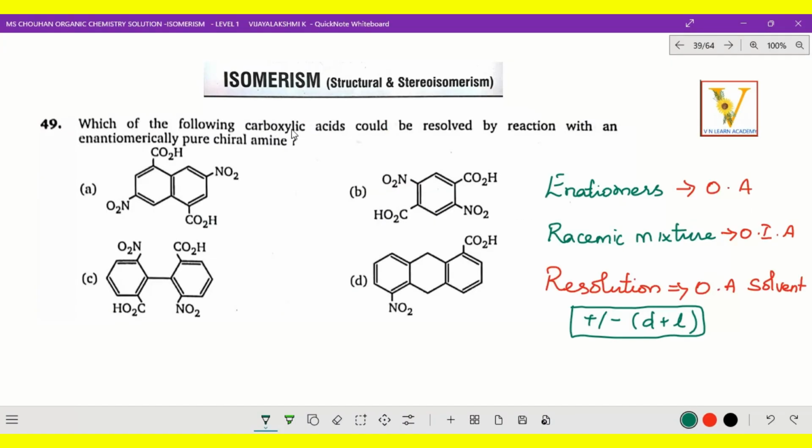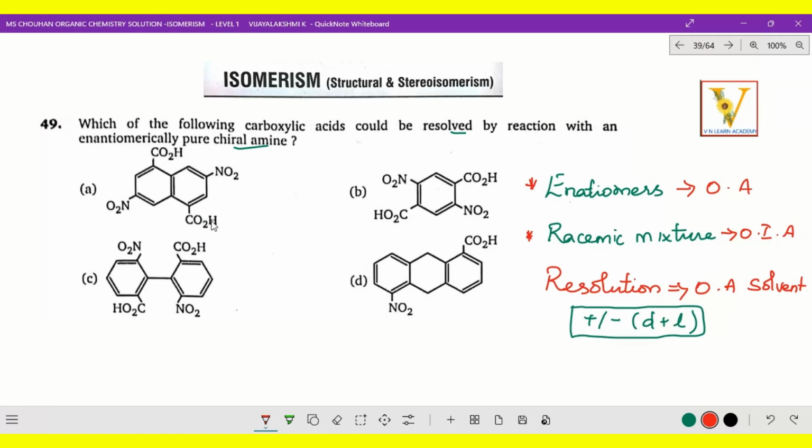Question: which of the following carboxylic acids could be resolved by the reaction with an enantiomerically pure chiral amine? So here also chiral is the main point, and here an enantiomerically pure chiral amine resolves by the reaction with that carboxylic acid. Now, first and foremost, enantiomers means optically active. Racemic mixture means optically inactive. You have to convert that, as resolution takes place for optically active. So D plus L. Let us check the first compound A.